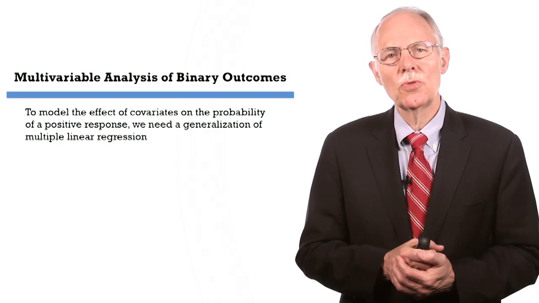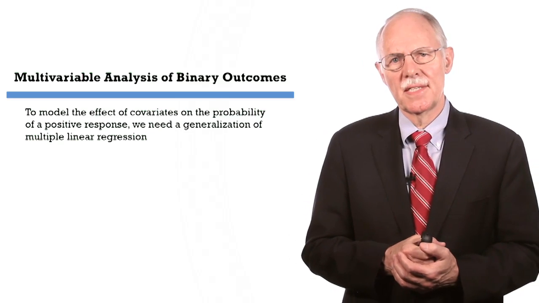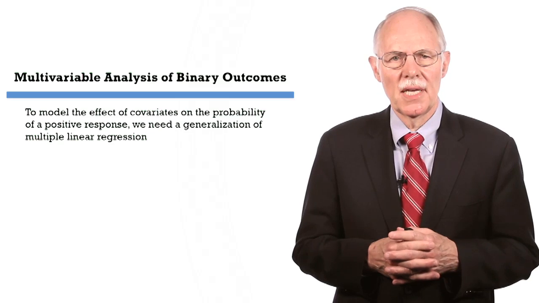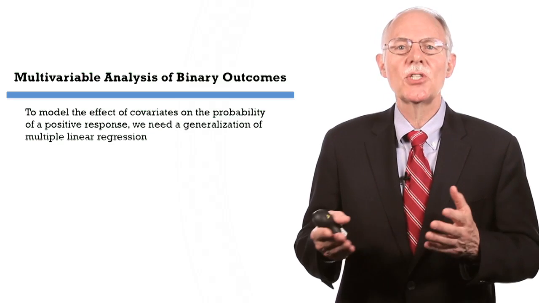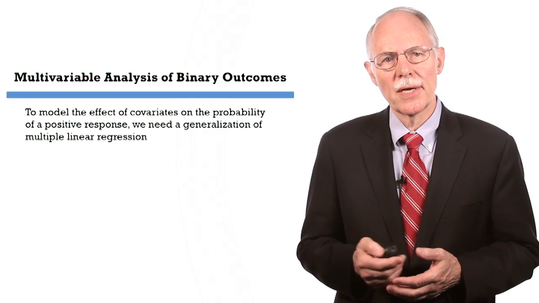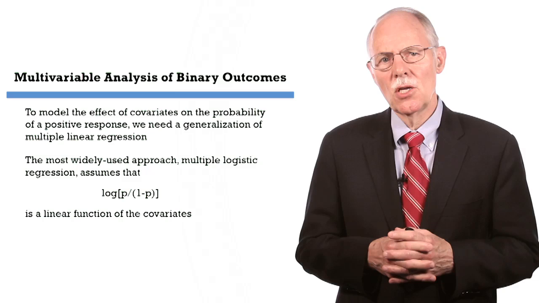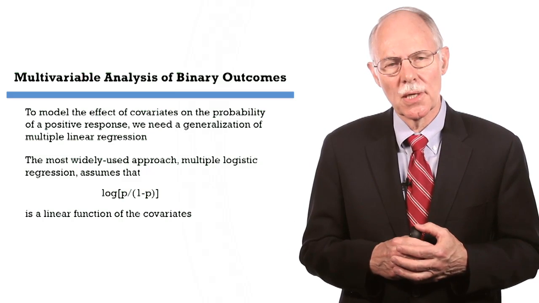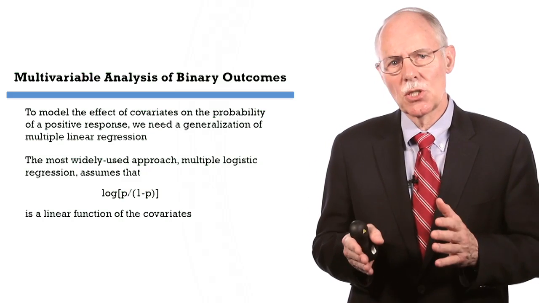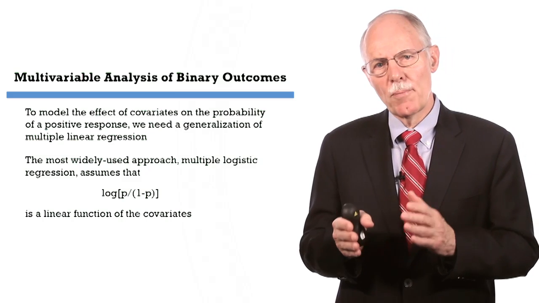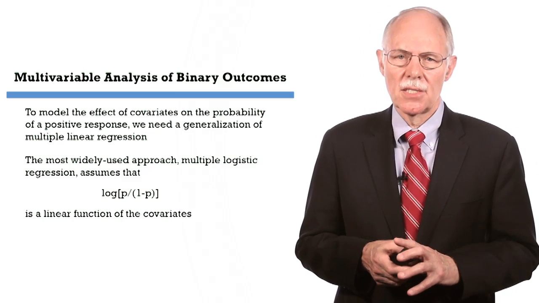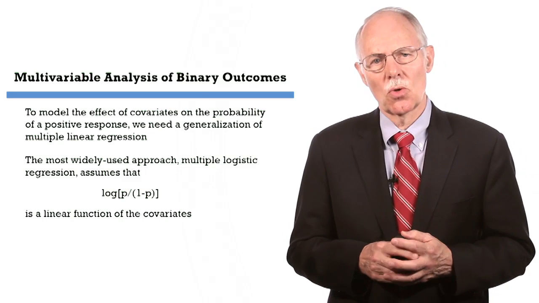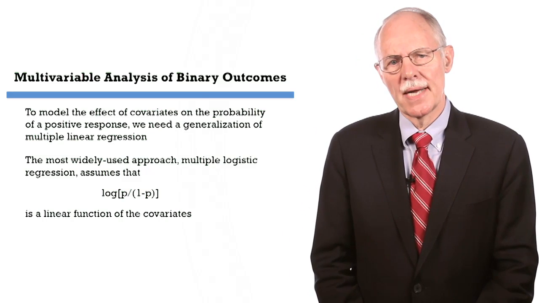Now, let's turn to the multivariable analysis of these data. To model the effects of covariates on the probability of a positive response, we need a generalization of multiple linear regression. The most widely used generalization is known as multiple logistic regression. Multiple logistic regression assumes that the log of p over 1 minus p is a linear function of the covariates. By the way, that is the natural logarithm of p over 1 minus p.